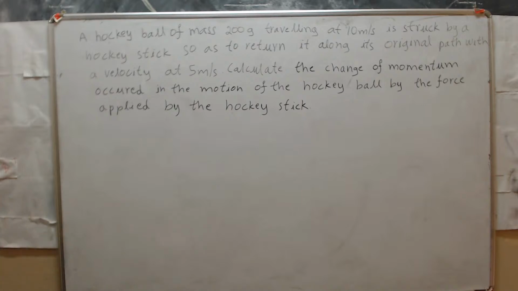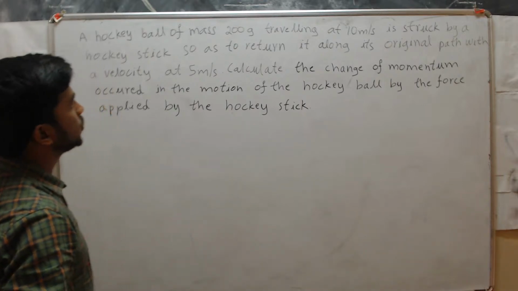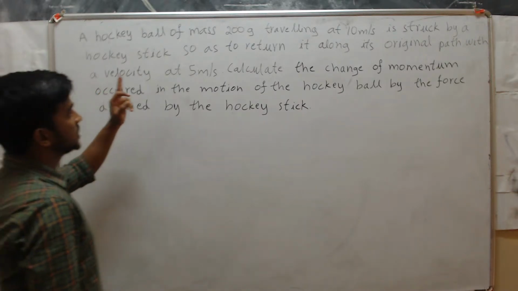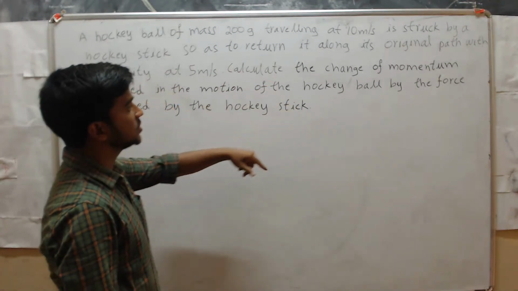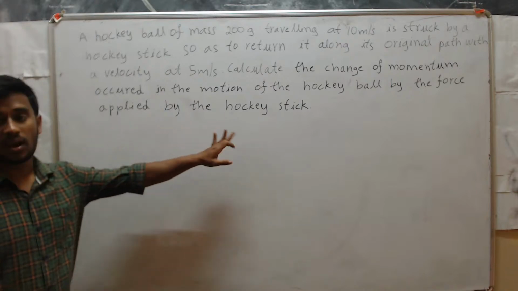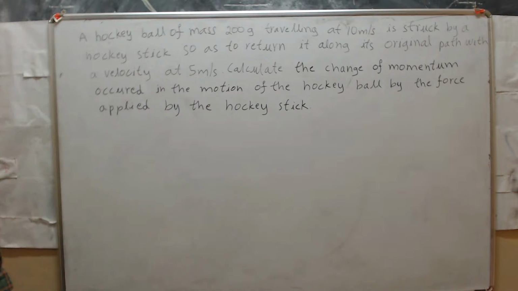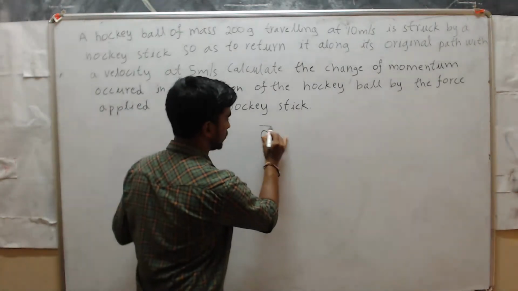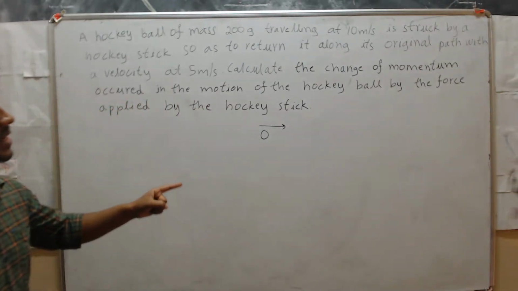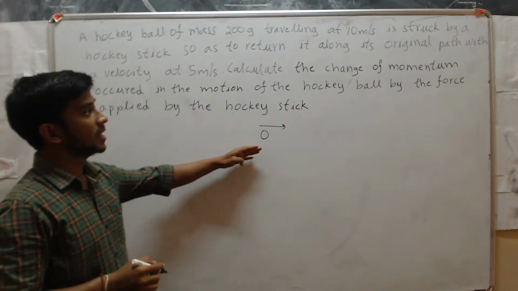Yes, see here. A hockey ball of mass 200 gram at 10 meter per second is struck by a hockey stick so as to return it along its original path with a velocity of 5 meter per second. Calculate the change of momentum occurred in the motion of the hockey ball by the force applied by the hockey stick. Okay, so just imagine a hockey ball which is moving in this direction, traveling, and its mass is 200 gram, traveling at 10 meter per second.